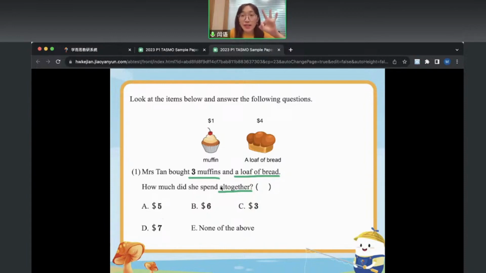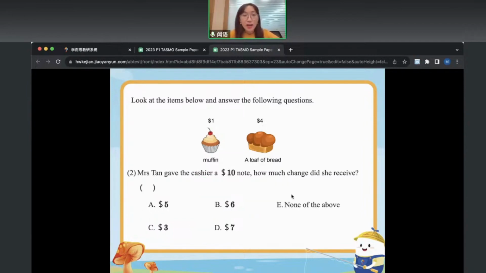3 muffins. So that is 1 plus 1 plus 1. Also, you can apply multiplication. That is 3 times 1 equals $3. And after that, what about the bread? We still have 1 loaf of bread. So that is $3 plus $4. In total, there are $7. So again, what is the key point? Especially when it comes to word problems, try to underline or circle the keywords when you read the question.